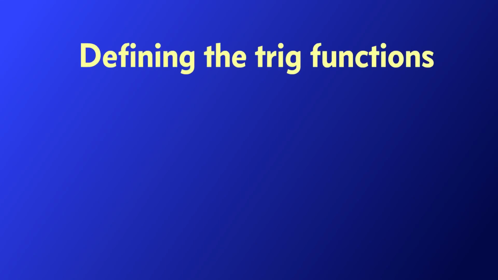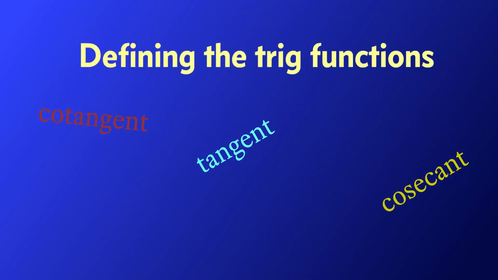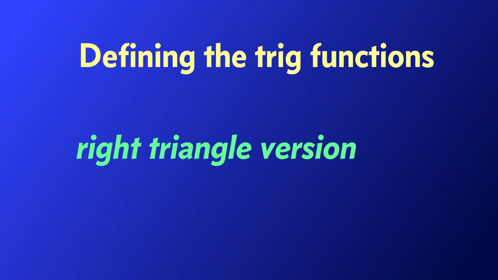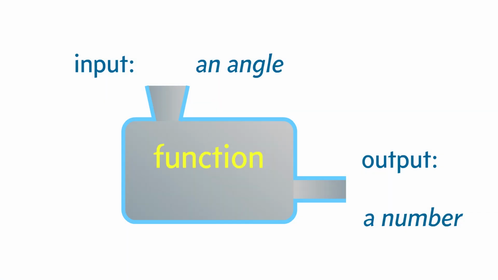There are 6 trigonometric functions, and there are different methods of defining them. Probably the most straightforward definition is based on right triangles. So let's start with that one. The idea is that we will input an angle measure into a function, and it will output a number.